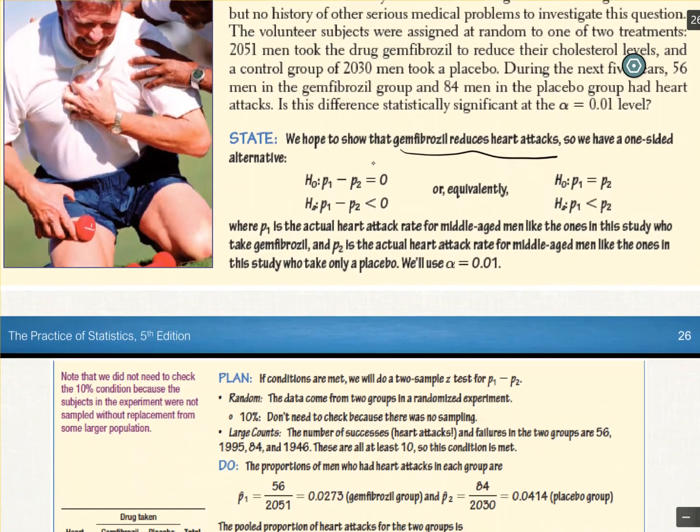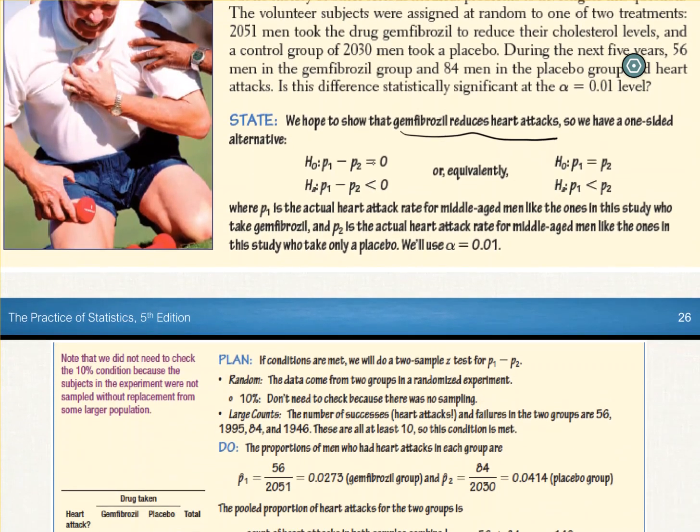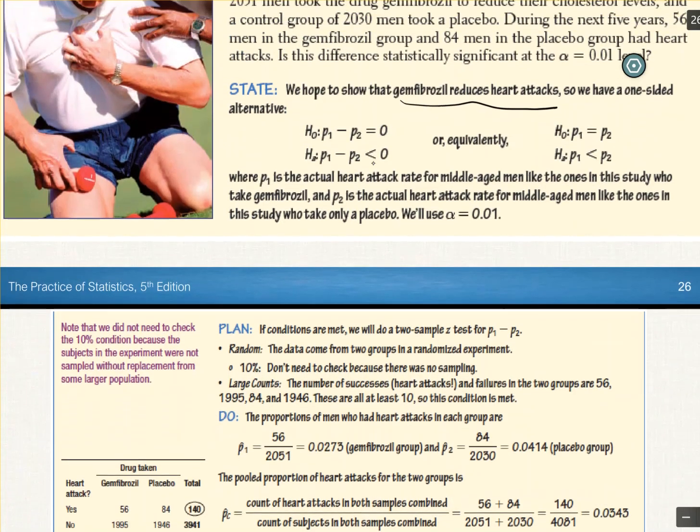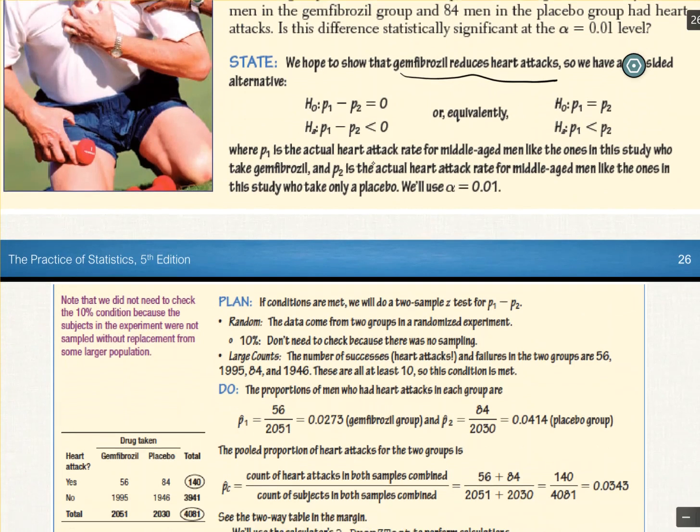All right, check our conditions again. Random, it was randomized. 10%, like I said, it's an experiment. There was no sampling involved. Large counts. So again, successes and failures. It's weird to say successes had a heart attack, but that's kind of what we're looking at. So it's 56, 84, 2030 minus 84, which is bigger than 10, and 2051 minus 56, which is bigger than 10. So we're okay on that.